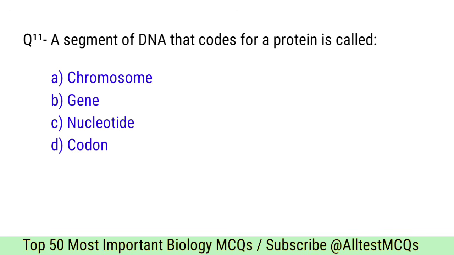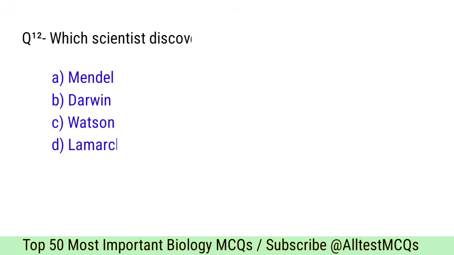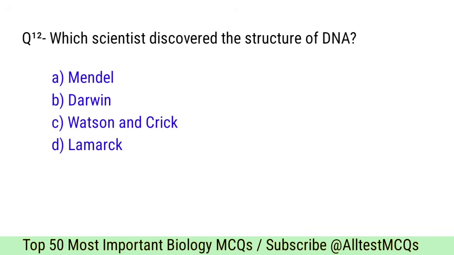Question number 11. A segment of DNA that codes for a protein is called? Correct option is B. Gene. Question number 12. Which scientist discovered the structure of DNA? Correct option is C. Watson and Crick.